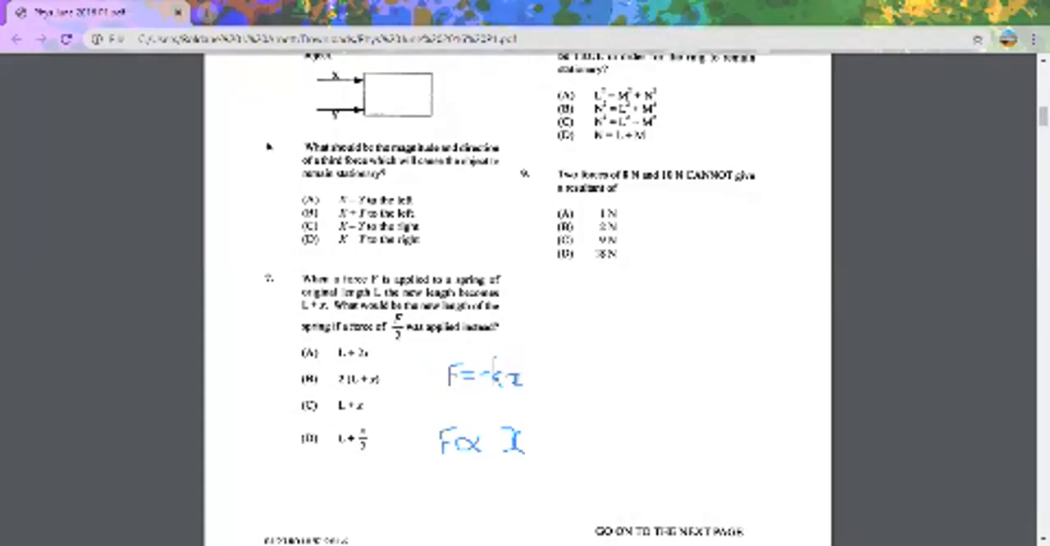So if we should divide the force by 2, then the extension would also be divided by 2. So the new length would have to be X over 2 plus L. And which option is that? It's D. So the answer here is D.